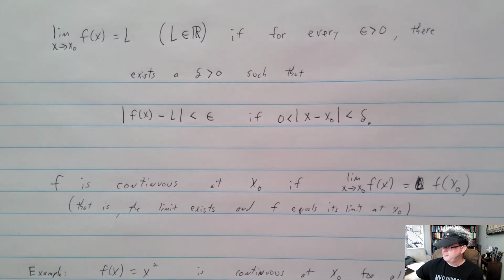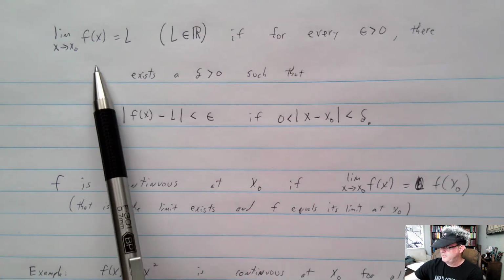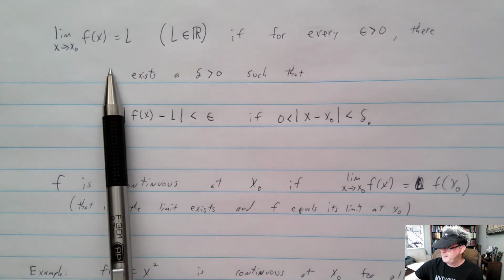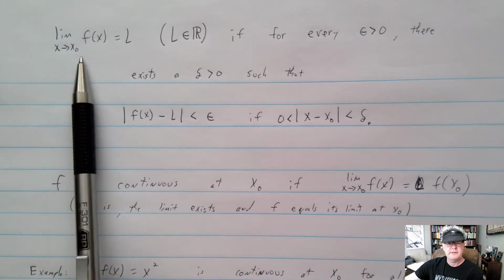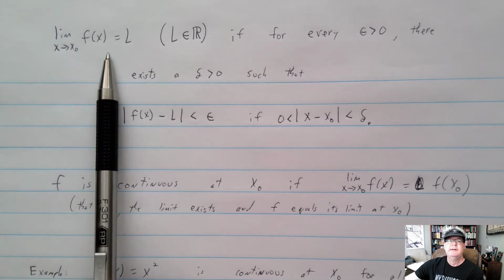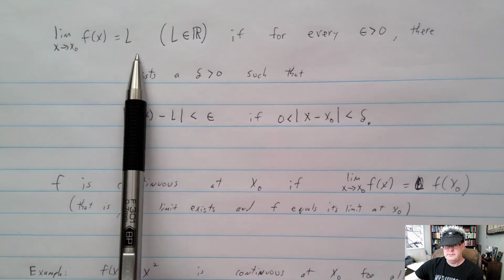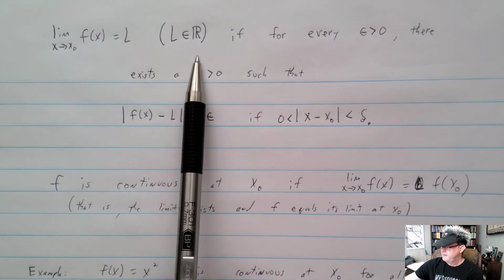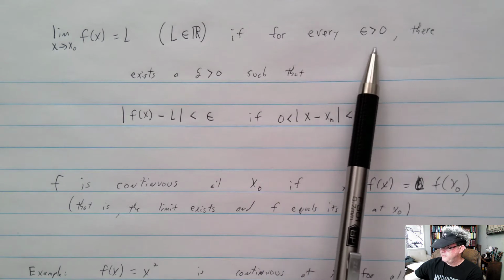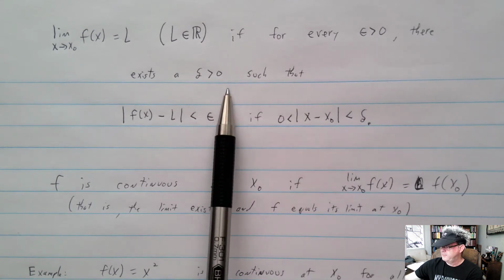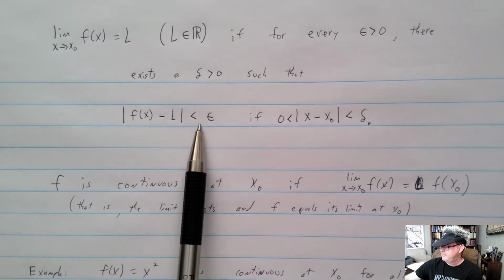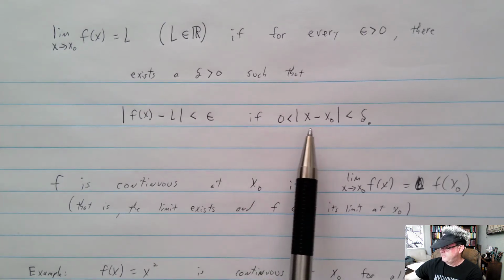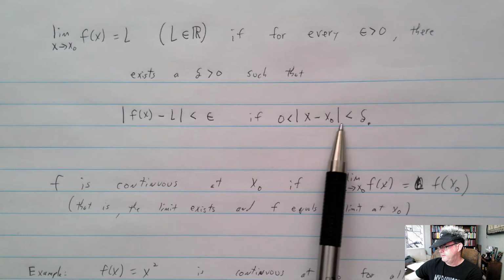So let's start with this. Hopefully you've seen it before. Otherwise, it's going to be a lot to absorb. But we say the limit as x approaches x naught of f of x is L for some real number L if for every epsilon greater than 0, there's a delta greater than 0, so that the absolute value of f of x minus L will be less than epsilon if x minus x naught in absolute value is less than delta.